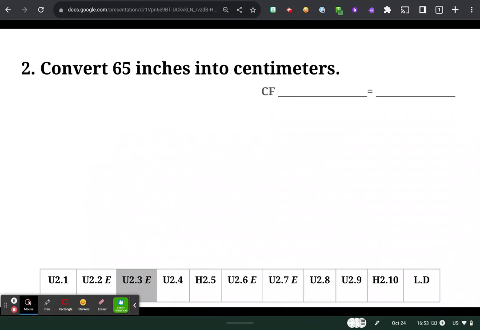All right, convert 65 inches into centimeters. So I know I'm starting with inches, ending in centimeters. I have one conversion. So I would look up on a conversion sheet how many inches are related to how many centimeters. That wouldn't be something we'd expect you to have memorized. I would find that 1 inch is equal to 2.54 centimeters.